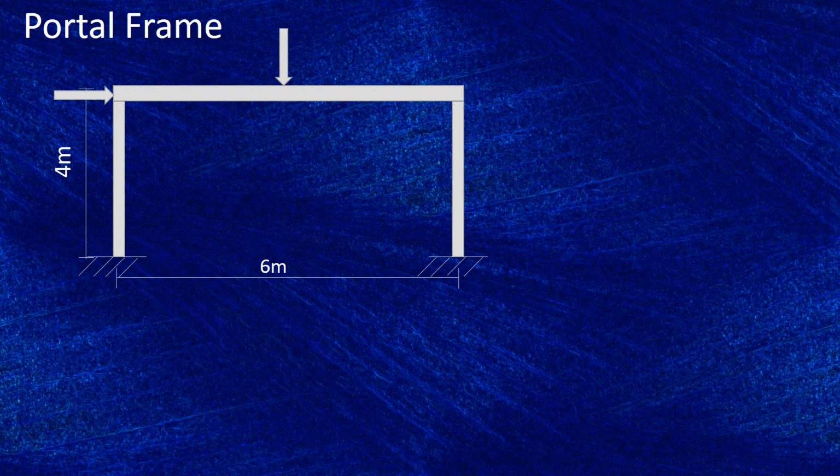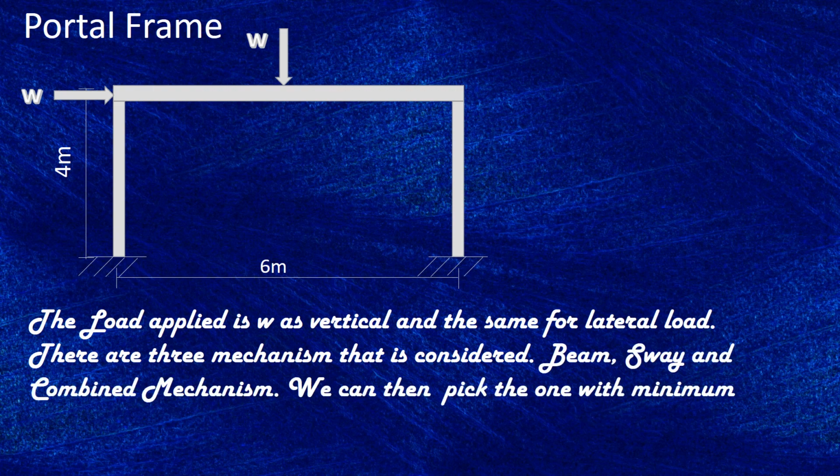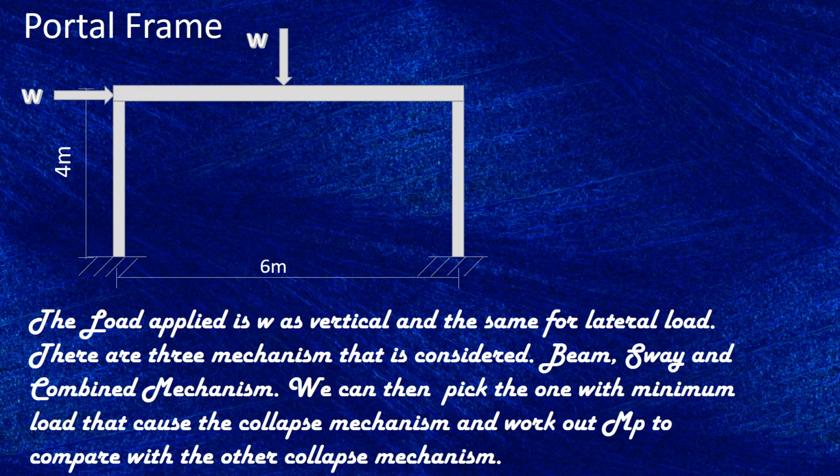Here, a portal frame is loaded. We have the same load, W. The load applied is vertical and lateral. There are three mechanisms that are considered: beam, sway, and combined. We can then pick the one with the minimum load that causes the collapse mechanism and work out MP to compare with the other collapse mechanisms.